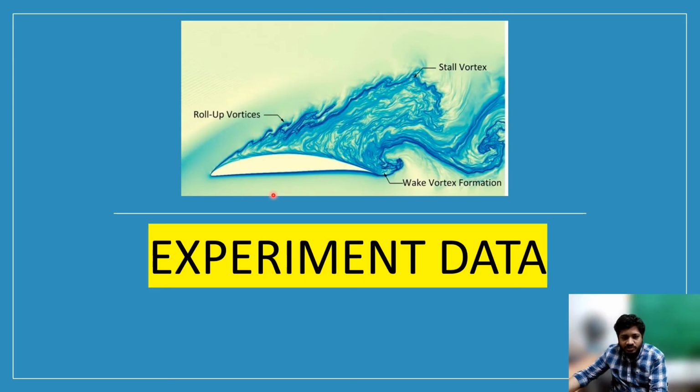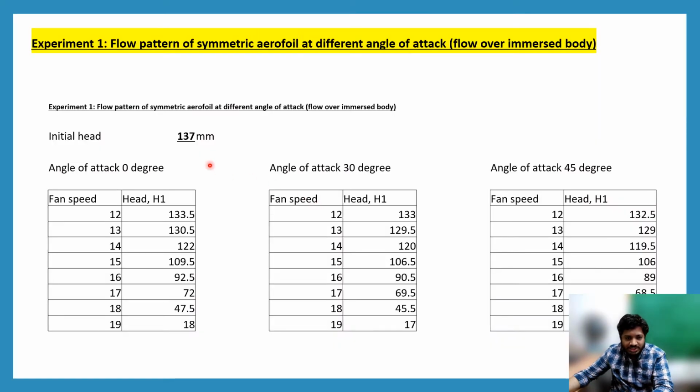Let us move on to the experimental data which has been provided to you on Kalam as well. Experiment number 1 is about flow pattern of symmetric aerofoil at different angles of attack. We have three tables, table 1, 2 and 3, with angles of attack at 0, 30 and 45 degrees. The fan speed is given. The fan speed does not have any unit because it was only a knob that was used, so consider these as primary fan speed values, measured values.